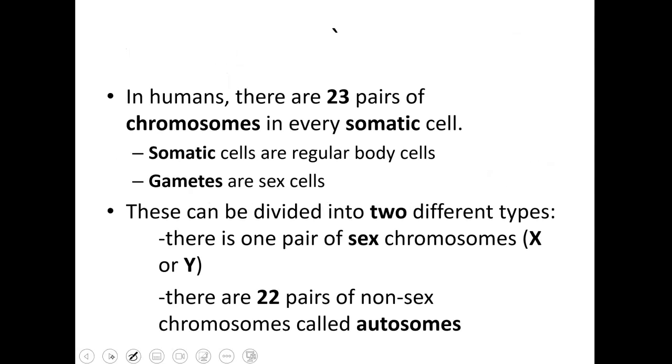So in humans, like we said, there are 23 pairs of chromosomes in every somatic cell. Somatic cells, like we said, are regular body cells, and the gametes are your sex cells. These can be divided into two different types, and there's going to be one pair of sex chromosomes, so you can have an X or a Y. The 22 pairs of non-sex chromosomes have their own name: they're referred to as autosomes. So chromosomes 1 through 22 are autosomes, and the 23rd set is the sex chromosomes.